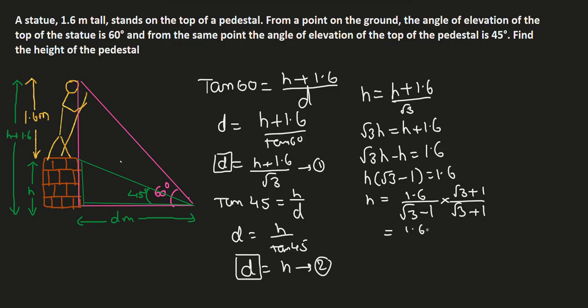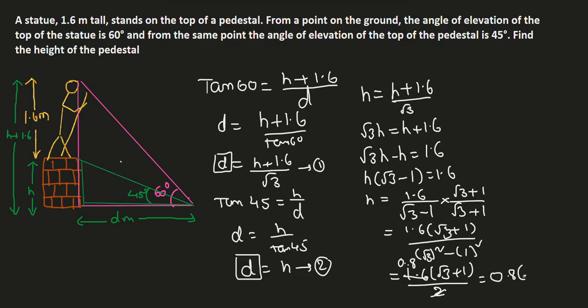Then 1.6 into root 3 plus 1 by, it is in the form of a plus b into a minus b, a square minus b square, root 3 whole square minus 1 square. That is 1.6 into root 3 plus 1 by, root 3 whole square is 3, 3 minus 1 is 2. 2 how many times? 0.8 times. That is equal to 0.8 into root 3 plus 1 meters.